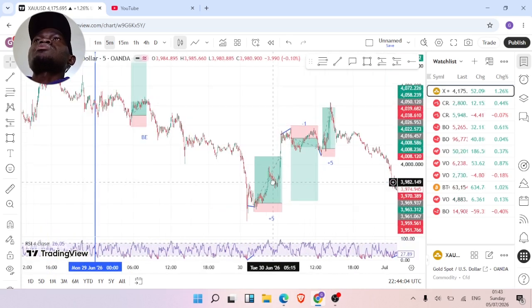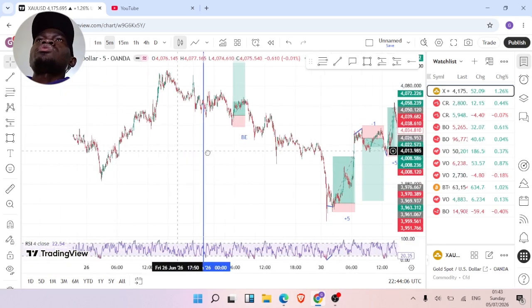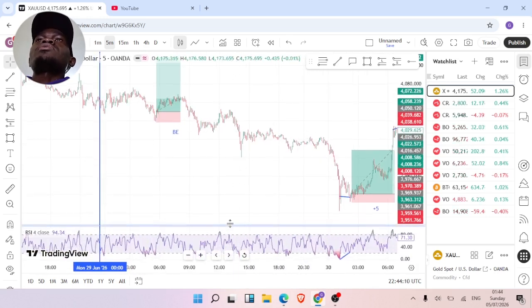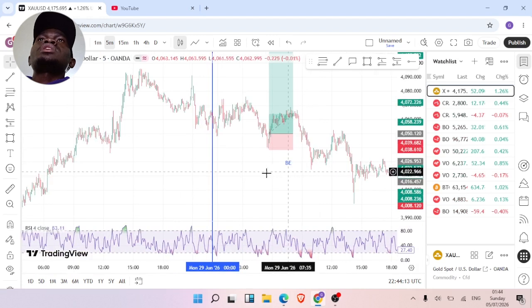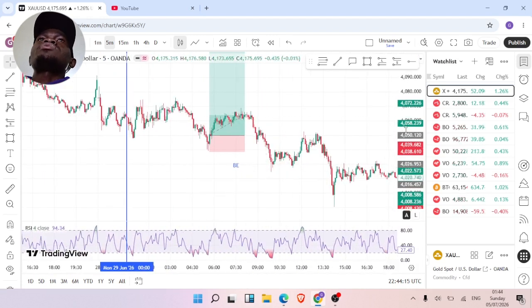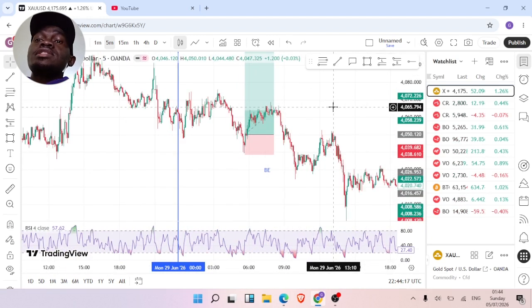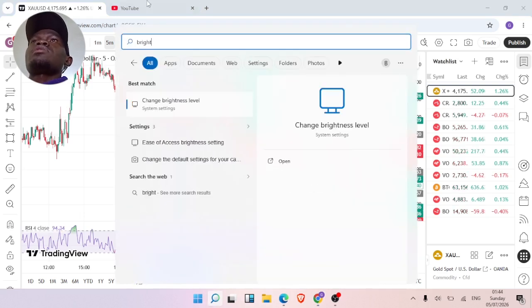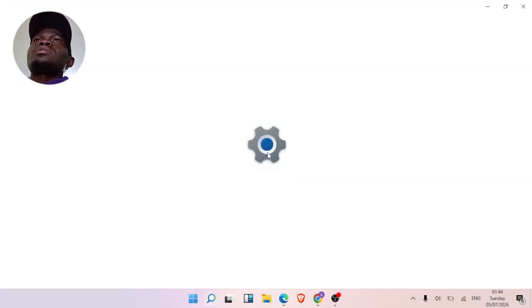Last week's price action review for XAUUSD using RSI divergences and engulfing candles. In this one, I've not used any bias checking. I've not used multi-time frame analysis. It is just raw RSI divergences and engulfing candles, and that is what we are going to check today. Let me check if the brightness is okay.